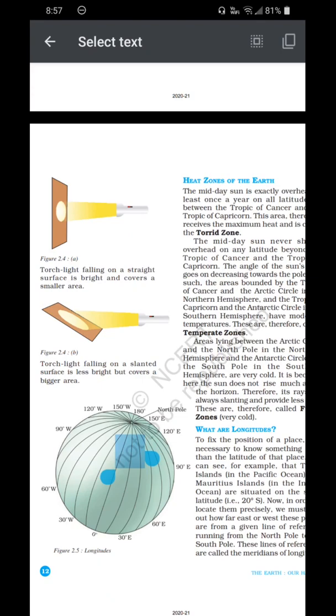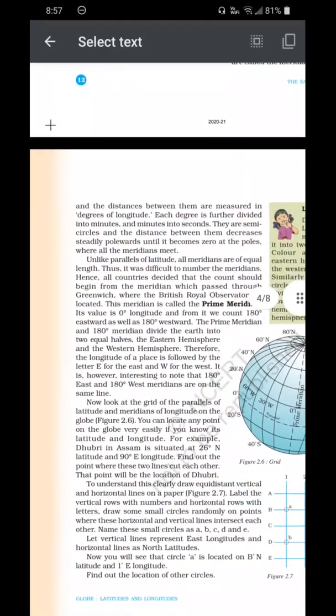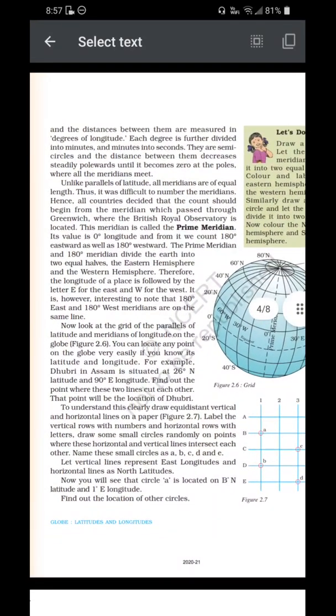These lines of reference are called the meridians of longitude, and the distances between them are measured in degrees of longitude. Each degree is further divided into minutes and minutes into seconds. They are semicircles and the distance between them decreases steadily polewards until it becomes zero at the poles where all the meridians meet.